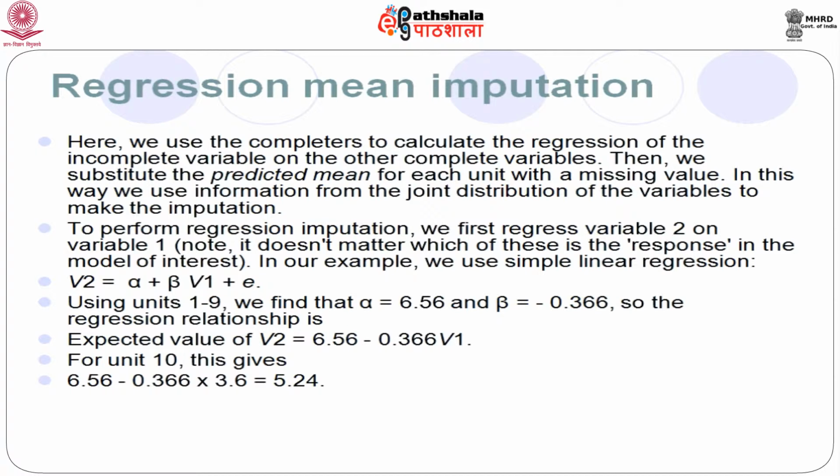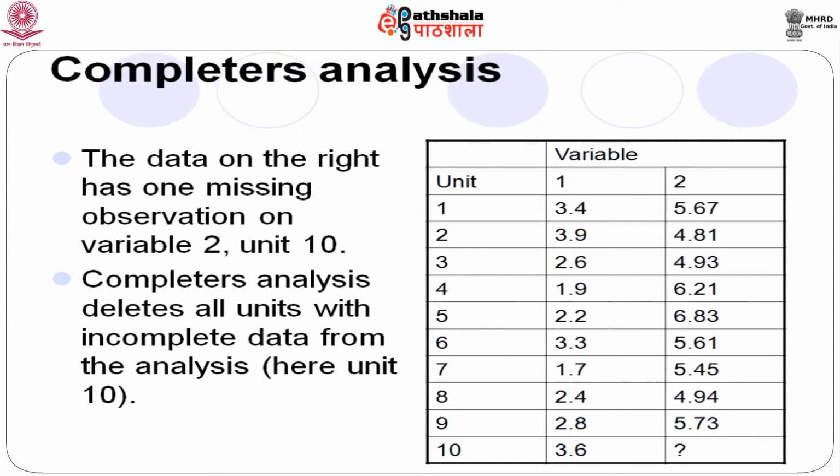Essentially, whenever you see some observation is missing, take that variable as your response variable, and you predict it by using another variable for which the complete set of observations is available. So, let us look at this table. You have a data set with two columns, 1 and 2. For variable 1, all the 10 observations are available. On the other hand, for variable 2, the last observation is missing.